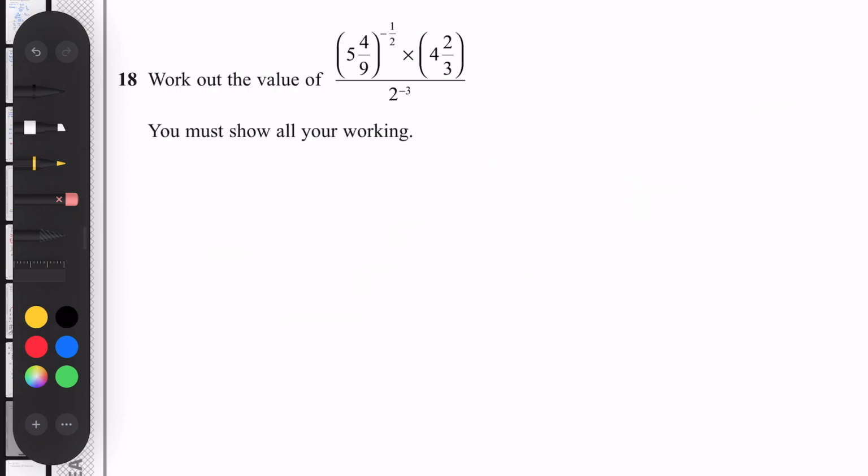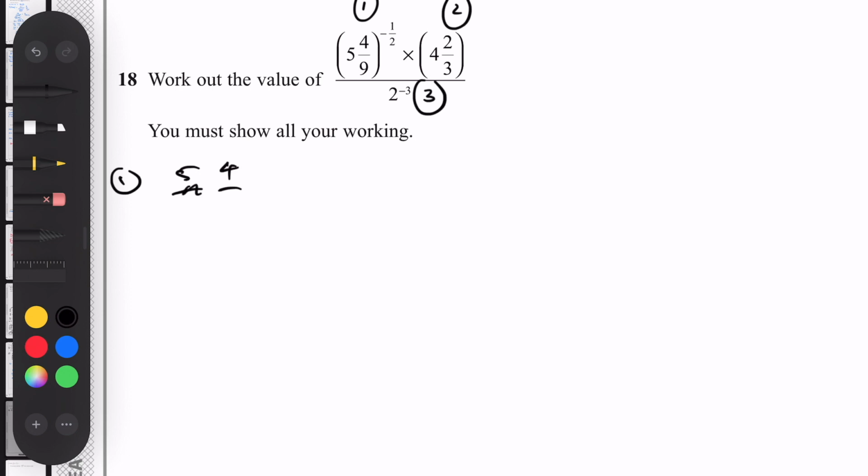Number 18. Work out the value of 5 and 4 ninths to the power of minus a half times 4 and 2/3, all divided by 2 to the power of minus 3. You must show all of your workings. And it looks quite complicated, so let's deal with each part individually first, and then we'll evaluate it at the end. The first bit then, so 5 and 4 ninths to the power of minus a half.